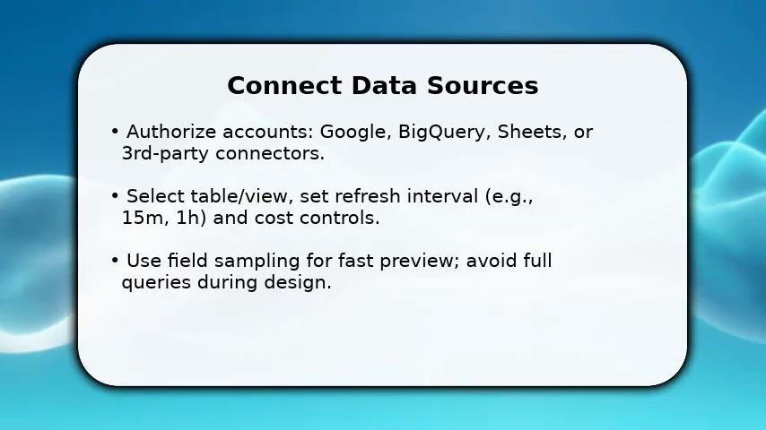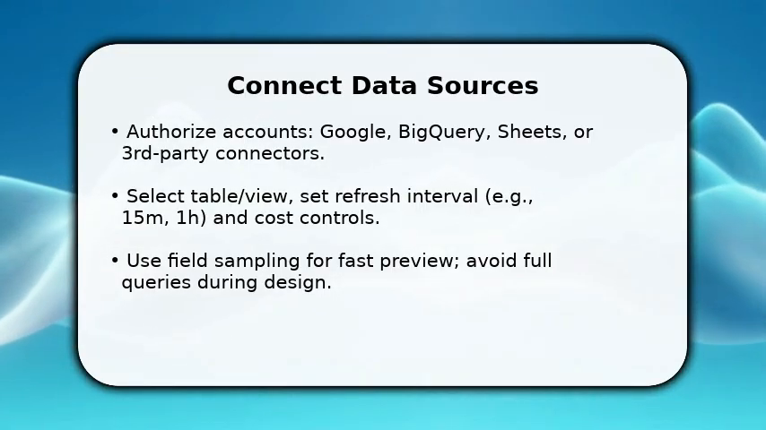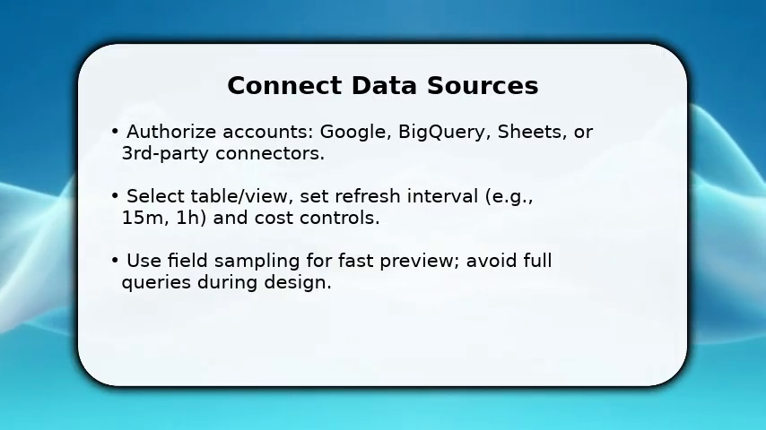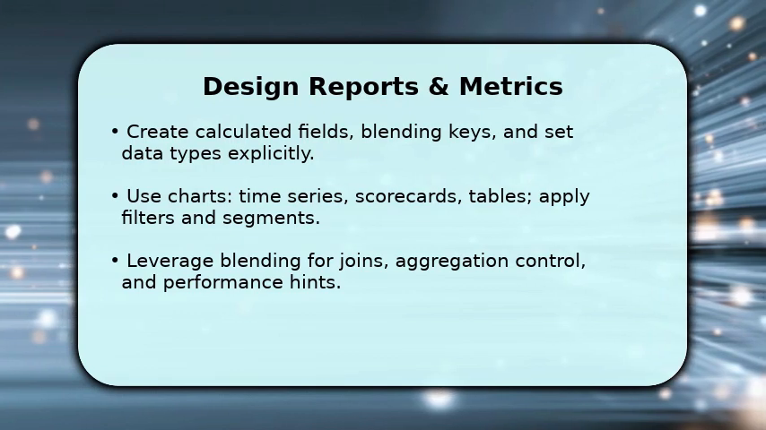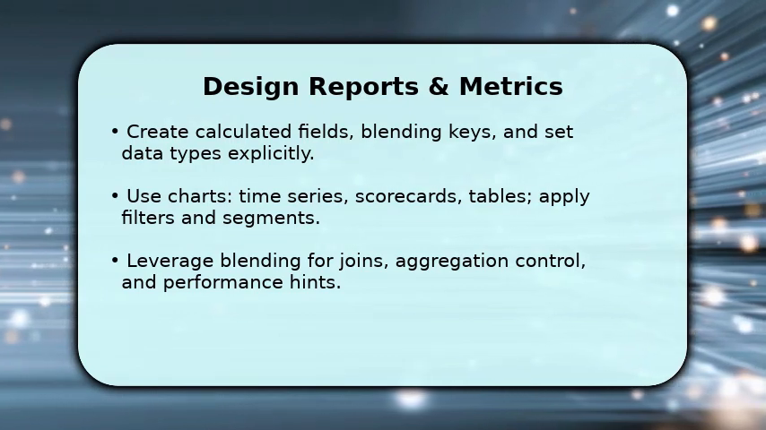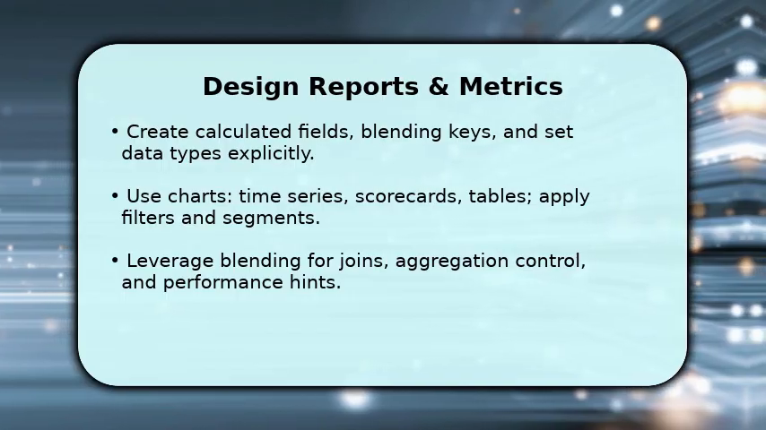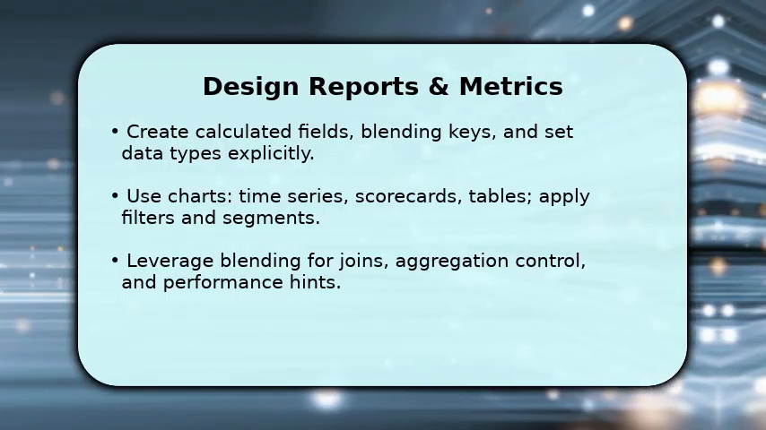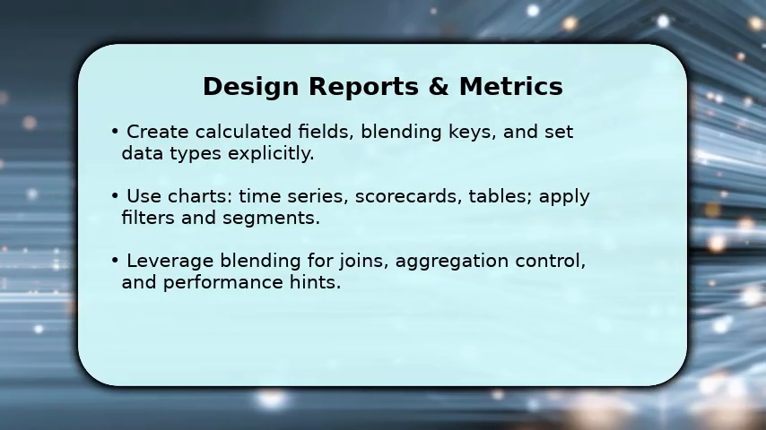Make sure to rename ambiguous fields now and create calculated fields for immediate use, so visuals reflect the logic you intend. You now build the report. Add scorecards, time series, and tables to convey trends and KPIs. Create calculated fields for ratios or normalized metrics, and explicitly set data types so sorting and aggregation behave predictably.